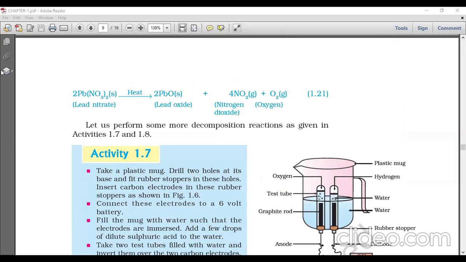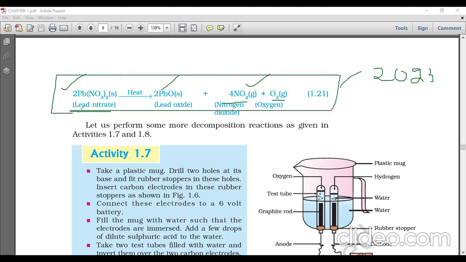So very, very important. This chemical equation was asked in 2023 for 1 mark in MCQs, set 1 and set 3. And sometimes they will ask you to write the chemical equation of activity 1.6 also. What is activity 1.6? Heating lead nitrate and emission of nitrogen dioxide gas. So lead nitrate, the formula is Pb(NO3)2. On heating, it gives PbO, lead oxide, nitrogen dioxide, and oxygen gas. Very, very important reaction that you should learn and practice many times.